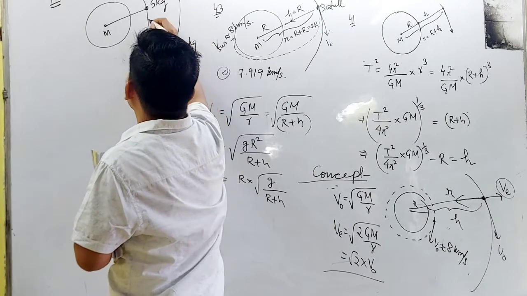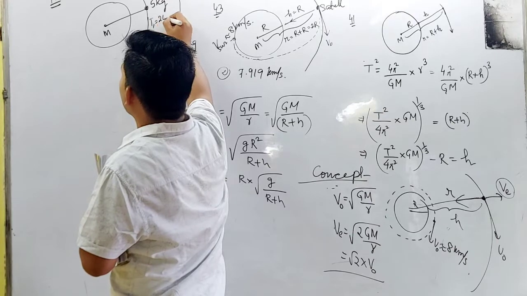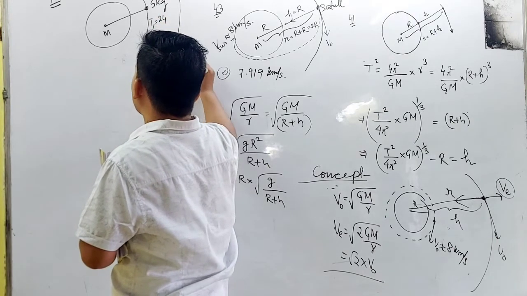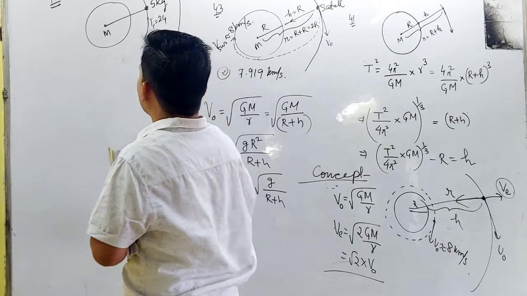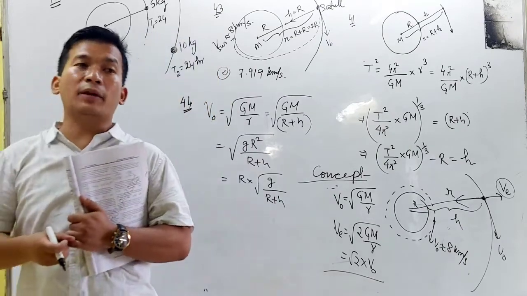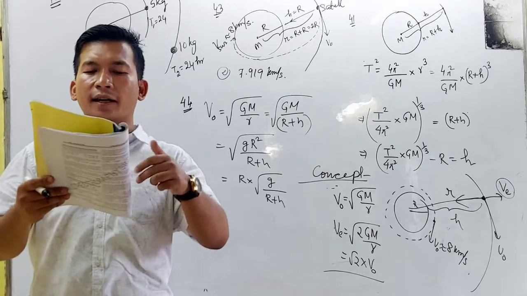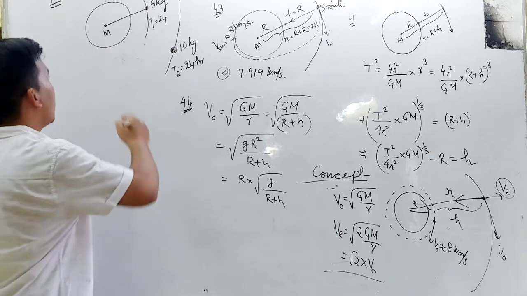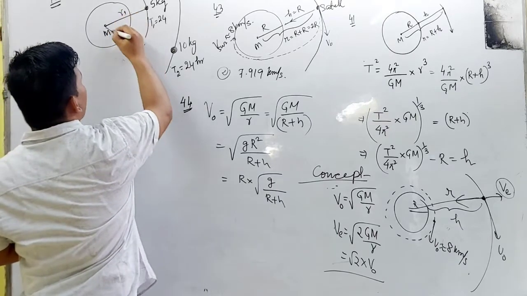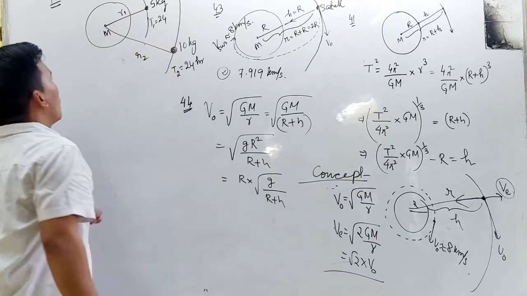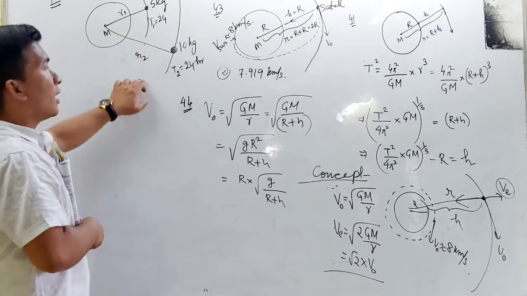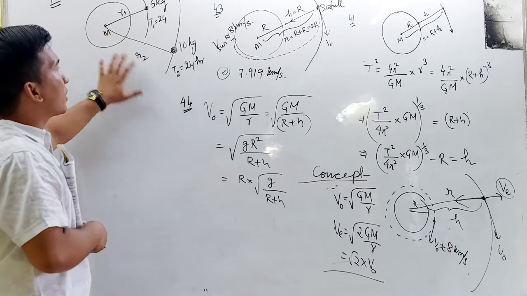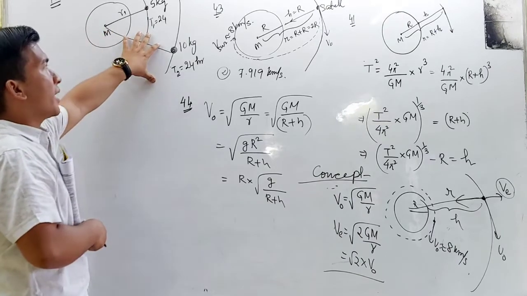Here T1 is 24 hours. Next, T2 is also equal to 24 hours, because the second satellite will also take 24 hours. Here you have to find your R1, and this is your R2. Find out the relation between R1 and R2. That is the question. If we draw the diagram, this will be the exact diagram.